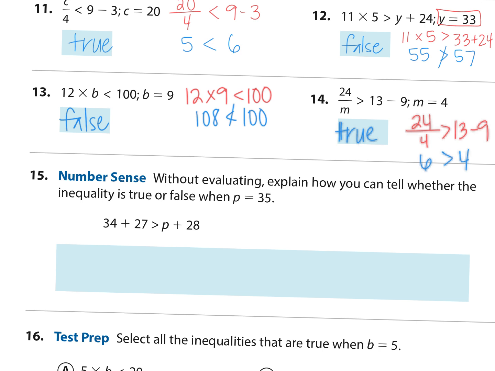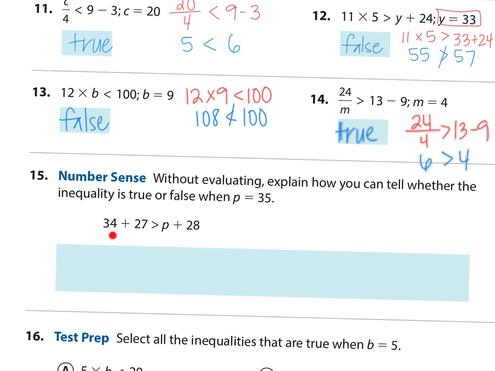Okay, Jack, how would you explain that? Because 28 is bigger than 27, and 34 is less than 35. So if I'm having to put 35 here where P is, then I have two numbers on this side of my inequality sign that are both bigger than the numbers over here. So would it make sense for that to be less than?